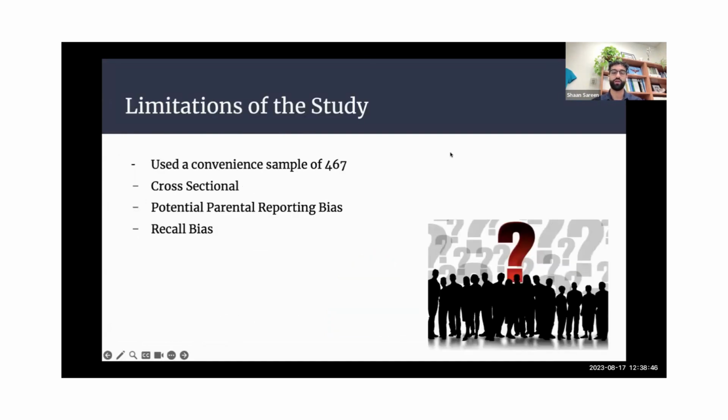So some limitations to the study were the fact that we used a convenience sample of about 467. As Mohammed mentioned in the previous presentation, we gathered these samples from our clinics such as CRIM and Access Downtown, as well as Mount Carmel Clinic. We used a cross-sectional design, so unfortunately we weren't able to see the ECOA scores over a longer period of time. And there's also possible reporting biases on part of the parents. So there could be a level of human error associated with recall and also reporting bias associated with the questionnaire.